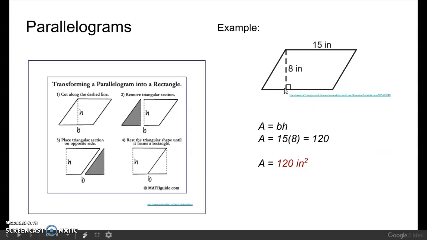Since area is the base times the height, in fact, you can see it's written at the top here, that's going to be 15 times 8, which is 120. So the area of this parallelogram here is 120 inches squared. This time, note it's inches. That means I could draw 120 1 inch by 1 inch squares on that surface.